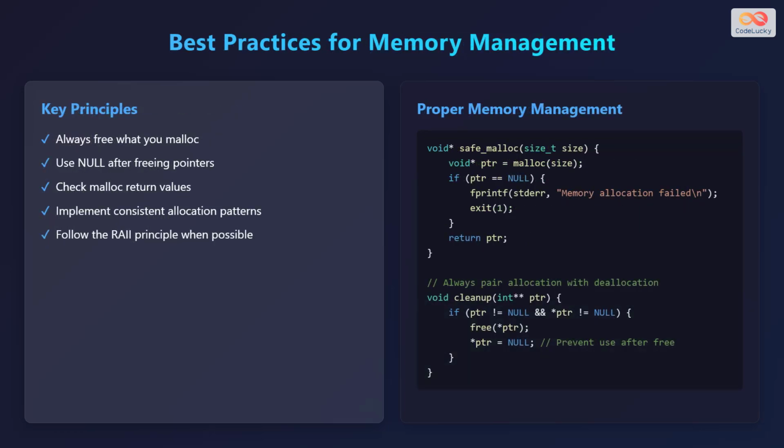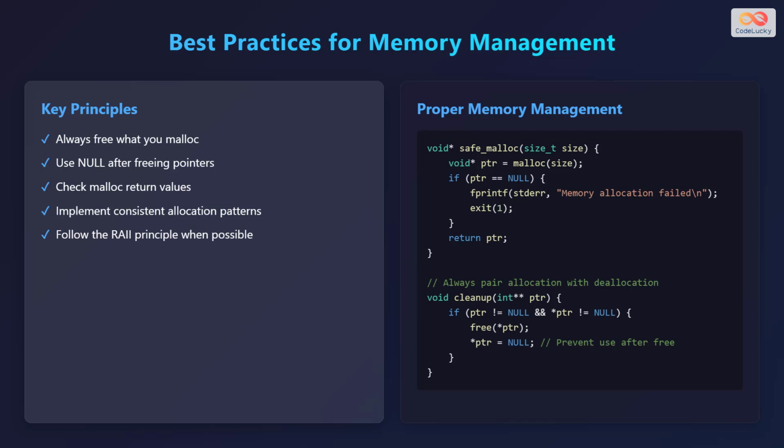Now, let's discuss the best practices for memory management. Here are some key principles to follow. Always free what you allocate with malloc. After freeing pointers, set them to null to prevent use after free errors. Always check the return values of malloc to ensure memory allocation was successful. Implement consistent allocation patterns to make your code easier to understand and maintain. When possible, follow the resource acquisition as initialization, or RAII principle, which ties resource management to object lifetimes.